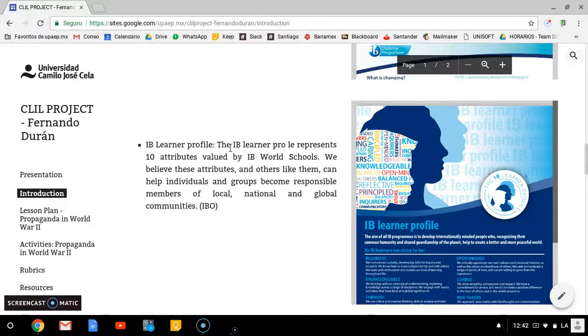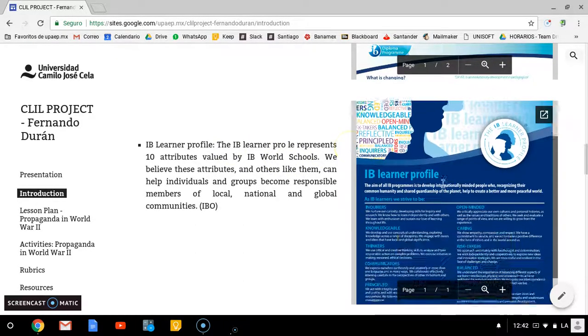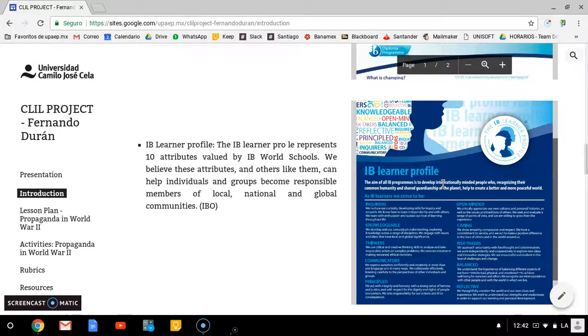Number four, the IB learner profile. We have to take into account that we are not only working with skills, content, and language, but also with human beings. What will we be helping the students to be after the class? Are we making them inquirers, open-minded, caring? So this is also important.